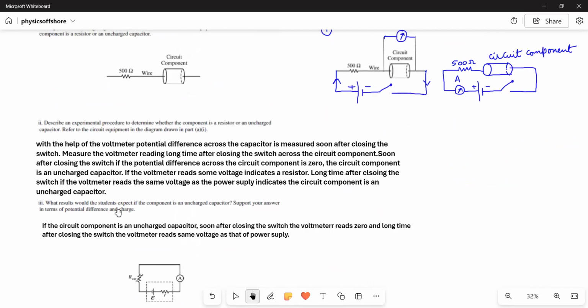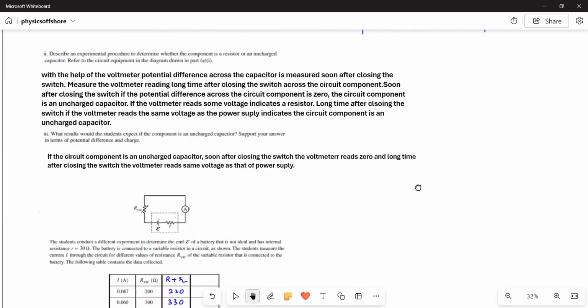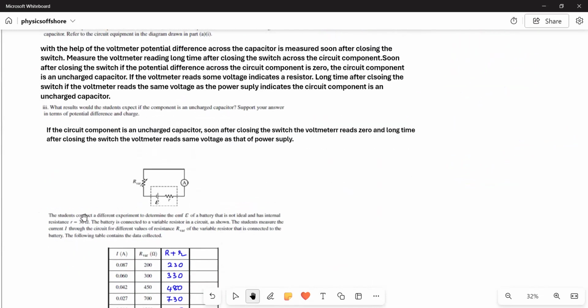What results would the students expect if the component is an uncharged capacitor? Support your answer in terms of potential difference and charge. Next bit. The students conduct a different experiment to determine the EMF E of a battery that is not ideal and has internal resistance r equal to 30 ohms. The battery is connected to a variable resistor in a circuit as shown.